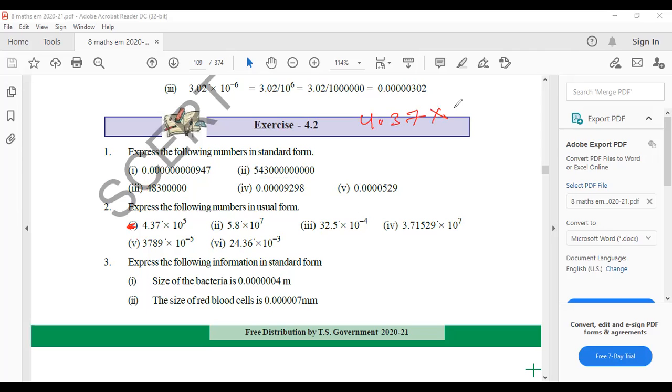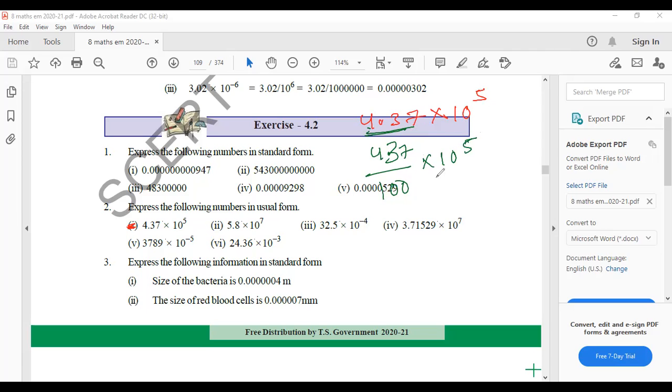4.37. After the point, you write one digit. 4.37, this is the case. First you remove the point. So how many digits are there here? 4.37 means 437 by 100. Clear? 437 by 100 into 10 power 5.